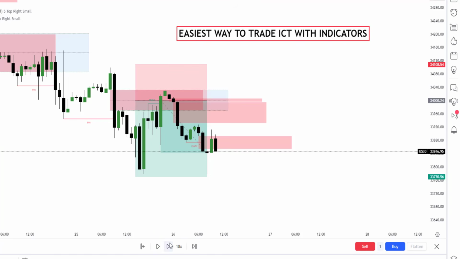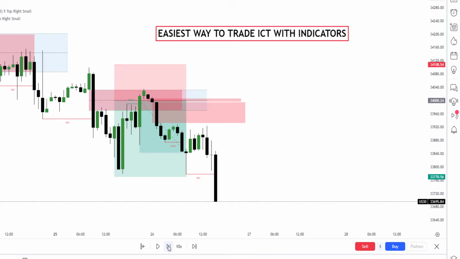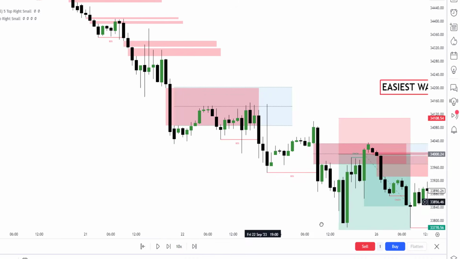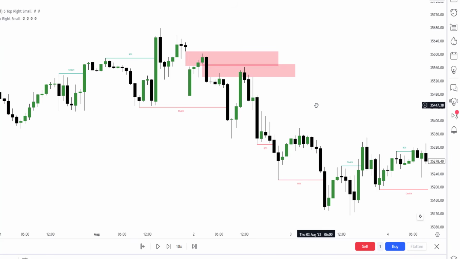All right, so that's the beauty of this simple concept. You can see you have taken profit in that manner. Let me show you more examples, and then we will see how perfect this indicator is. Another beautiful example is right here.